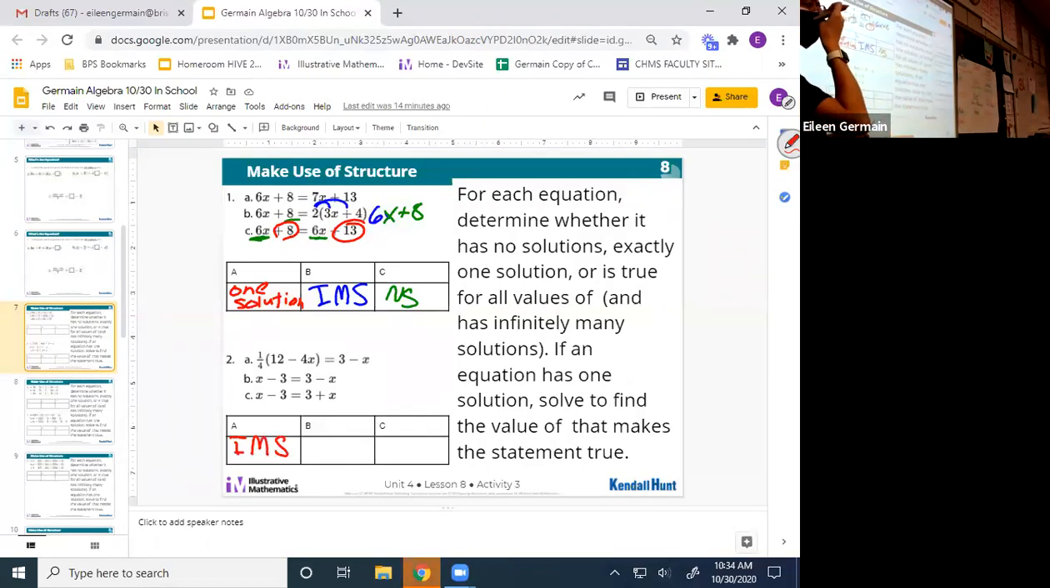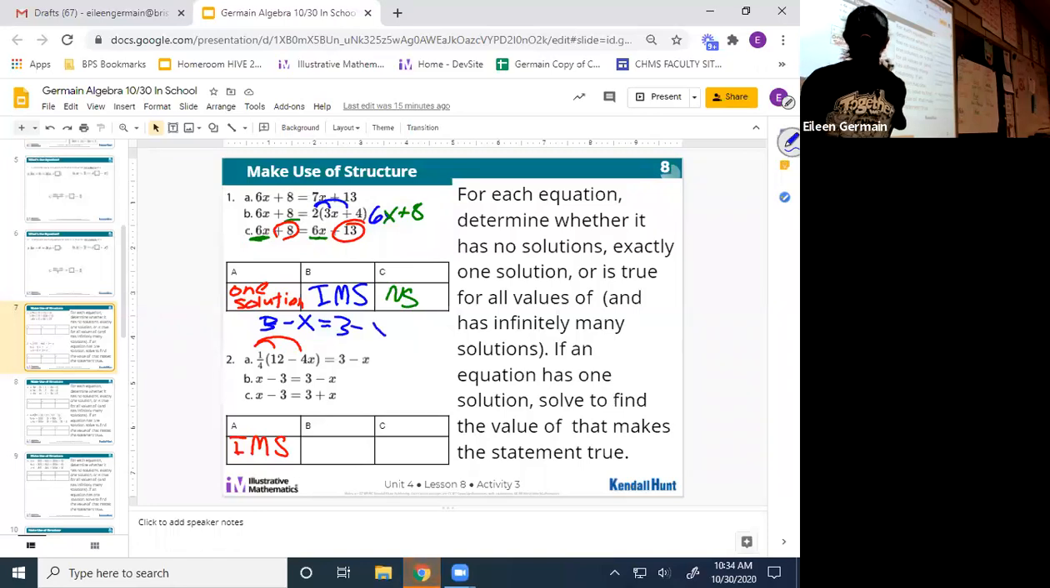What did I have to do here before I could make that decision that it had infinitely many solutions? I had to distribute. That means multiply 1/4 times 12, and 1/4 times the 4x, and what would it simplify to? Nice job, Gabe. It would simplify to 3 minus x is equal to 3 minus x. So he was correct, infinitely many solutions.